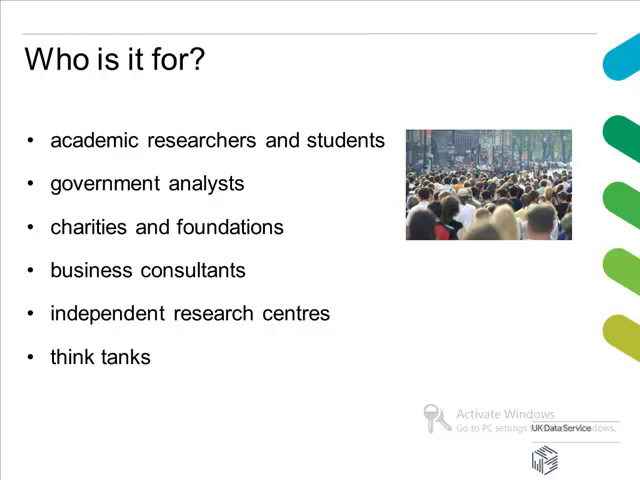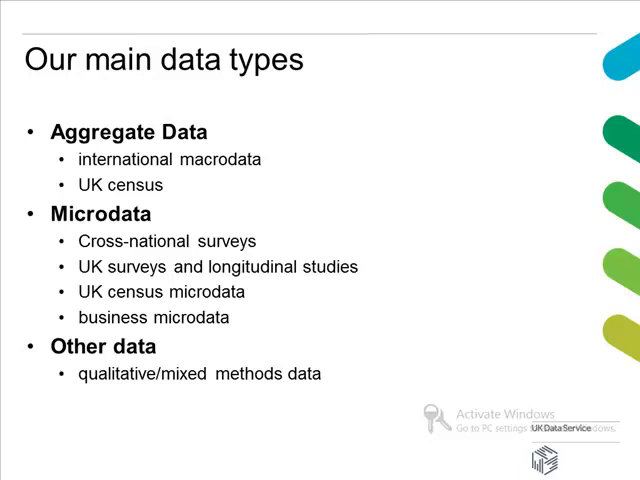And here's a list of our main data types. I'm going to talk about aggregate data, so I'll tell you what that is a little bit later, but I'll be telling you about the macro data and the UK census data. You can also divide it into micro data, and Sarah will mainly be talking about the different types of micro data. We've also got other data as well, such as qualitative and mixed methods.